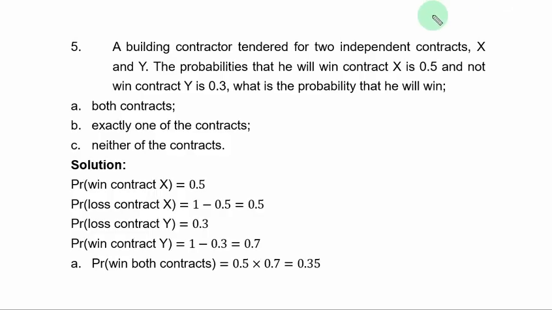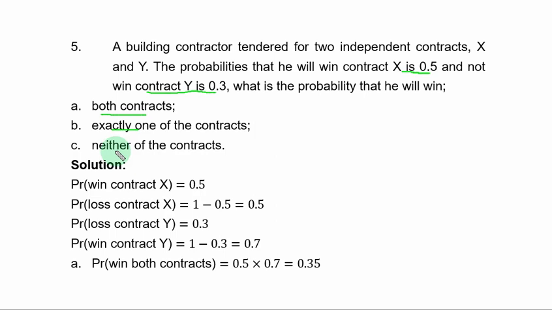Question 5. A building contractor tendered for two independent contracts, S and Y. The probability that he will win contract S is 0.5 and not win contract Y is 0.3. What is the probability that he will win: A. Both contracts. B. Exactly one of the contracts. C. Neither of the contracts.